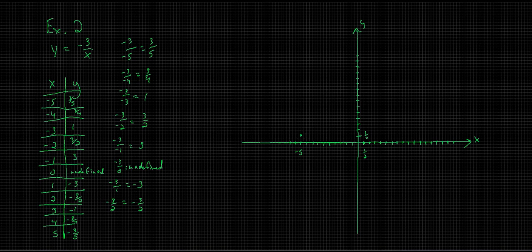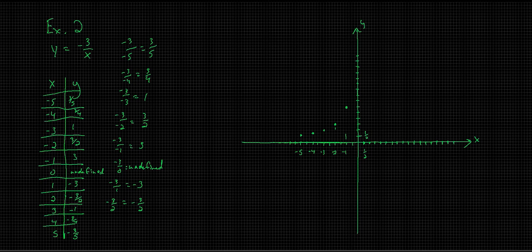At negative 4, we are at 3 fourths, which is right about here. Here's negative 4 here. Negative 3, negative 2, negative 1. At negative 3, we are at 1. At negative 2, we are at 1.5, which is going to be right here. And at negative 1, we are at 3, which is going to be right here. And at 0, it's undefined, so we can't put a mark there.